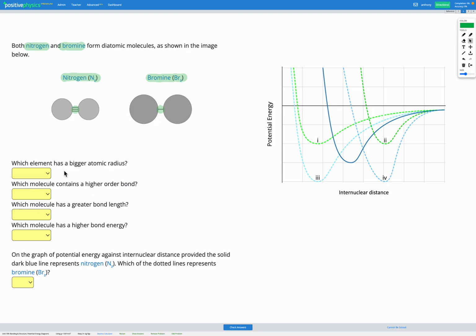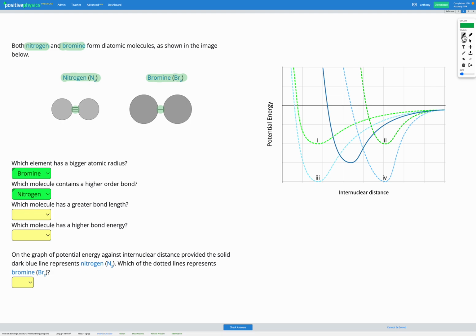Okay, so it's first asking which element has a bigger atomic radius. So looking at our diagrams, bromine has a much bigger atomic radius. What about the bond order? We've seen nitrogen has a triple bond, bromine has a single bond. So nitrogen contains a higher order bond. Now we need to use that to figure out the length and the energy.